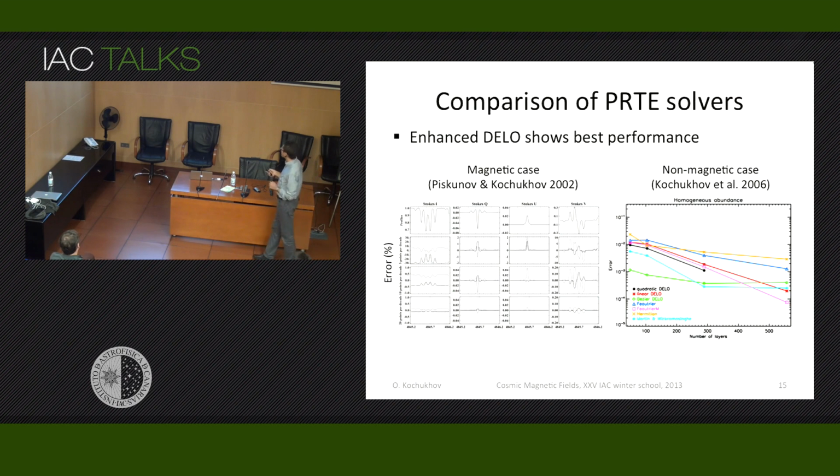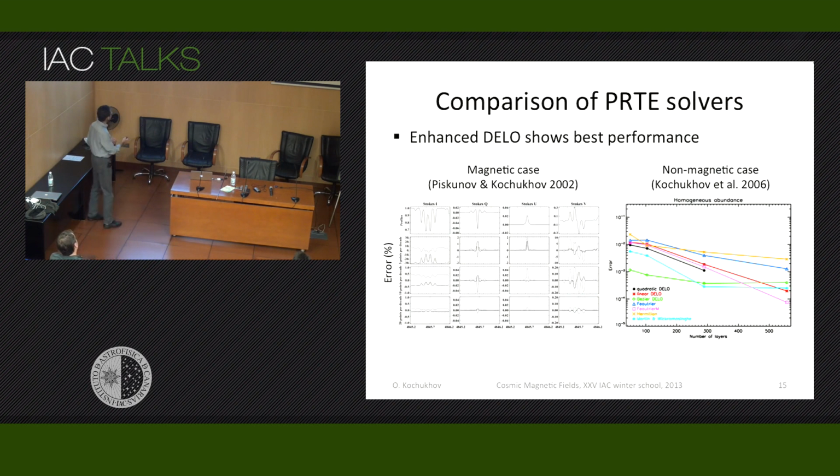So what you see here is the error difference between the perfect calculation on a very fine vertical grid, and calculation on a more sparse grid for different methods. Columns here correspond to Stokes parameters, rows correspond to different density of points in the stellar atmosphere. This is highest density, this is lowest density. You don't see details here, but the important point is that one method seems to be working reasonably well in terms of both speed and accuracy.